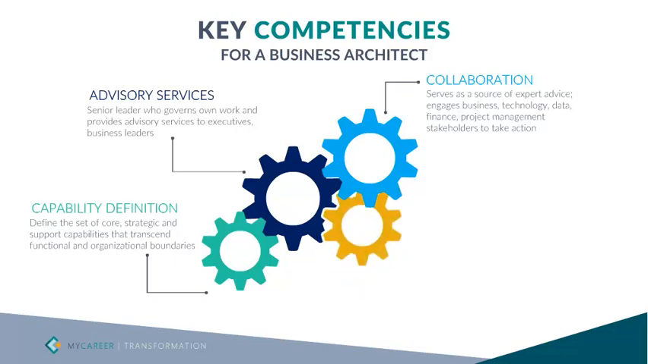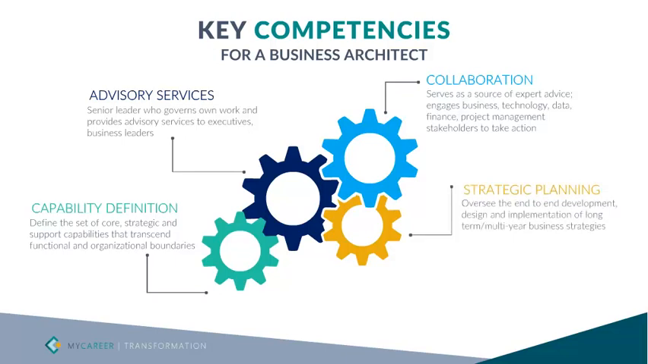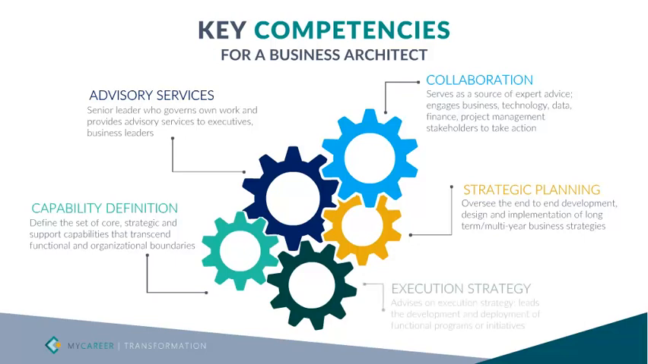Fourth, after collaboration is the ability to provide strategic planning and oversee the end-to-end development, design, and implementation of long and mid-term business strategies. By creating a roadmap for the direction of the organization, leadership can work together to achieve the strategic objectives. Fifth, finally, the business architect then works to create the execution strategy and advises on how to develop and deploy programs and projects in a portfolio of initiatives to achieve the strategic objectives.